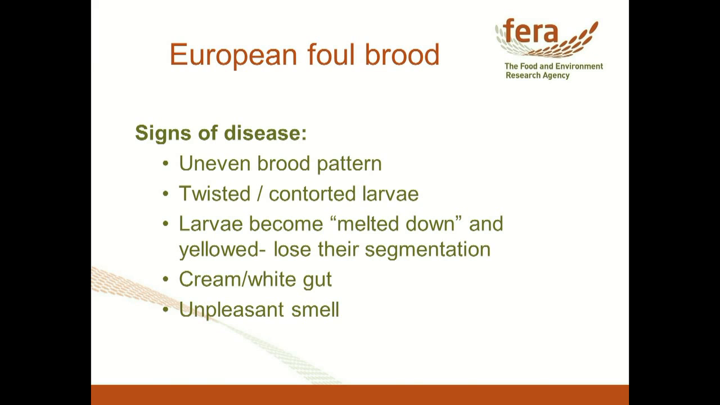What are the symptoms? Once you know what you're looking for, it's quite easy to spot the disease. You have an uneven brood pattern, so you have gaps in the brood. The larvae become twisted in the bottom of the cell. Instead of sitting in a nice C shape in the bottom of the cell, they're all twisted. They become yellow and melted down, so they lose their segmentation. And the gut, instead of being brown, is sometimes very creamy or white, and you get a nasty smell as well.